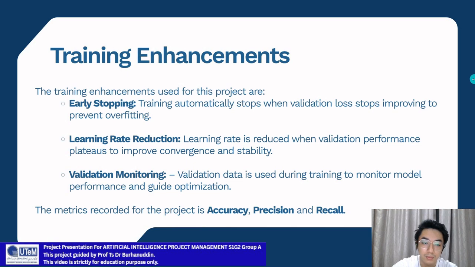For the training enhancement, the training elements used for this project are early stopping, which means the training automatically stops when validation loss stops improving to prevent overfitting. Learning rate reduction: the learning rate is reduced when validation performance plateaus to improve convergence and stability. And finally, for validation monitoring, validation data is used during training to monitor model performance and guide optimization.